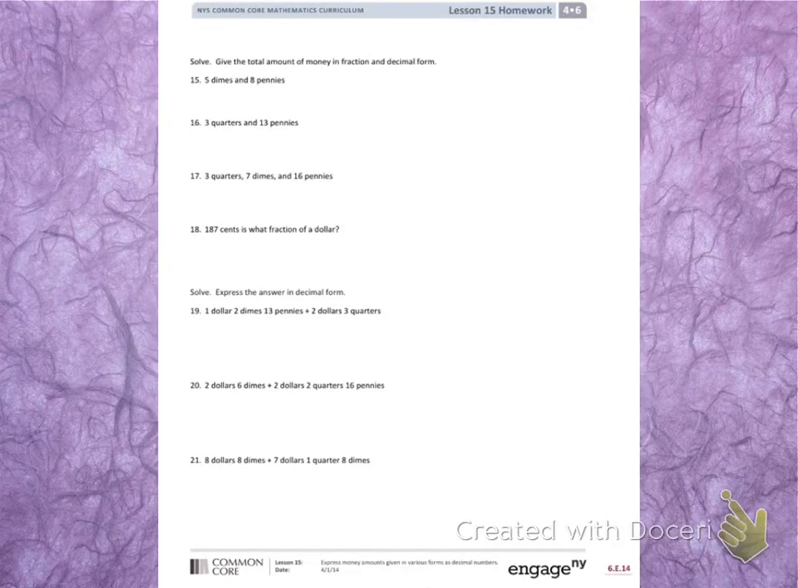Grade 4, Module 6, Lesson 15, Homework, page 2. Solve. Give the total amount of money in fraction and decimal form.